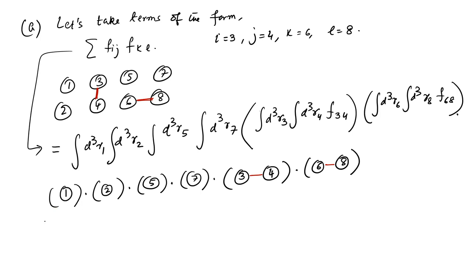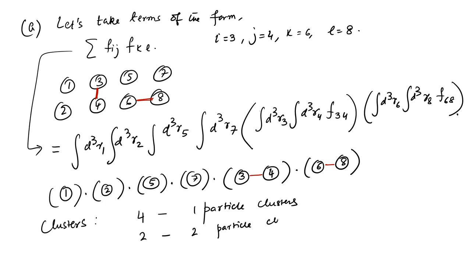Okay, so this term is factorized as above. So this means that there are clusters of four 1 particle clusters, and two 2 particle clusters, that's considered for this z equal to 8. Let's see some other combinations. Let's call this as B. Now let us consider a product of 3 Fij's.